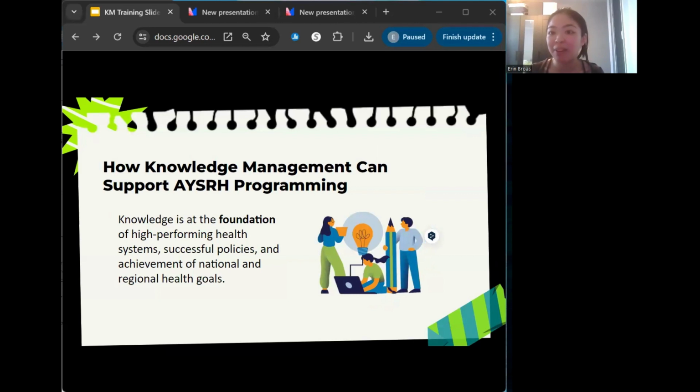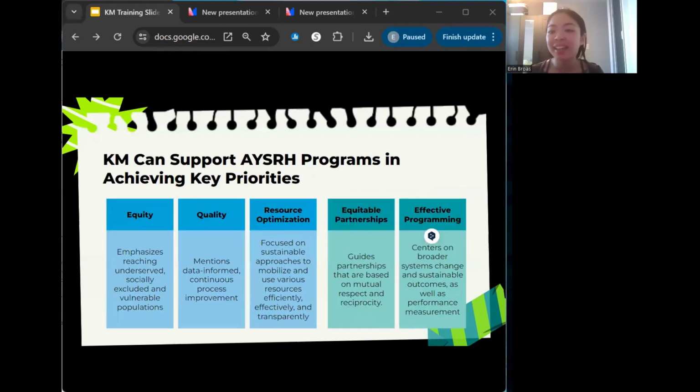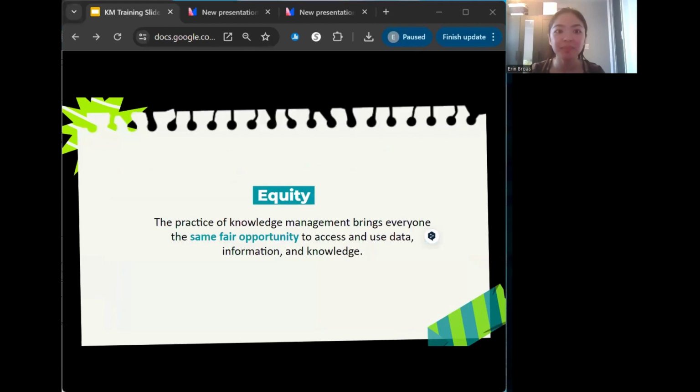So now that we've provided background on KM, we want to talk more specifically about how KM can support AYSRH programming. As mentioned on the previous slide, knowledge is at the foundation of high-performing health systems, successful policies, and achievement of national and regional health goals. KM can help the family planning and reproductive health community, including the AYSRH community, improve equity in health systems and programs, develop localized systems of continuous learning and knowledge sharing, and optimize resources and coordination among regional and national stakeholders.